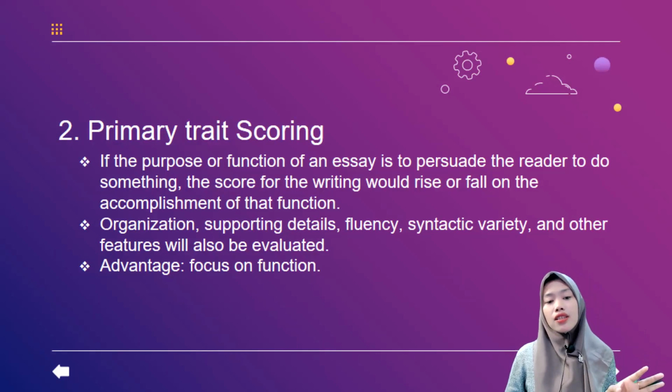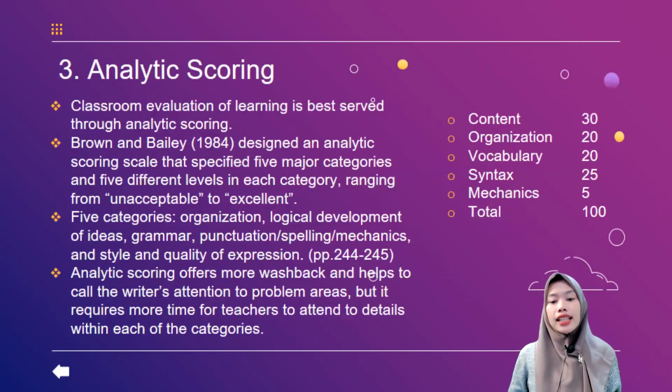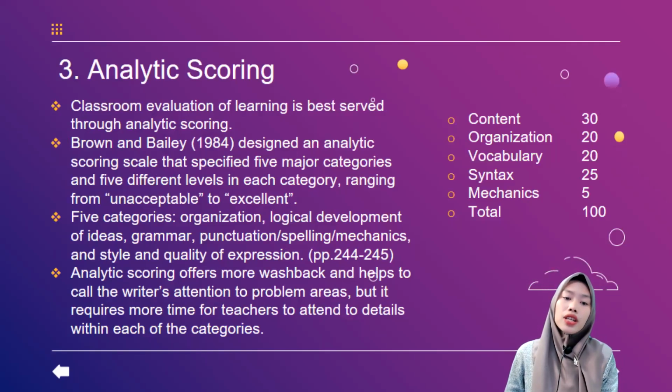And then the advantage of primary trait scoring is that it is focused on function. The function is to persuade the reader to do something. Okay. And the last is analytic scoring. Okay, classroom evaluation of learning is best served through analytic scoring.